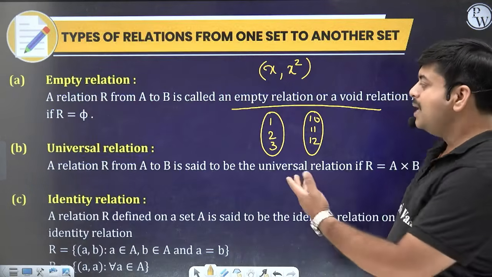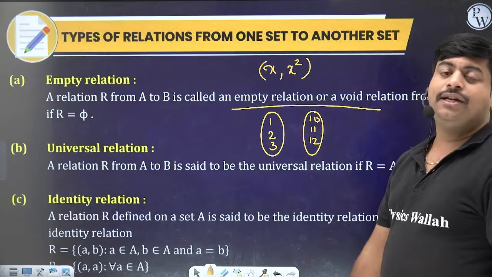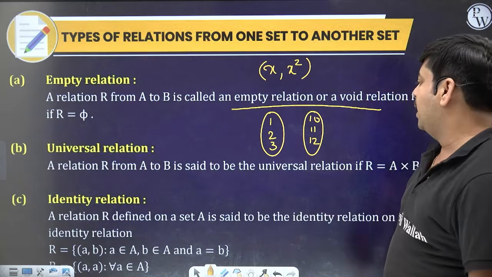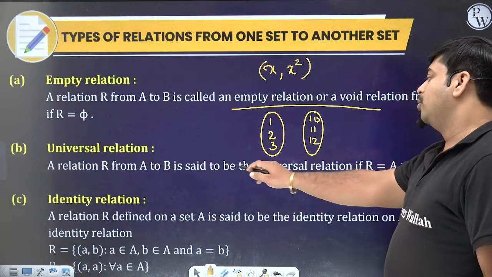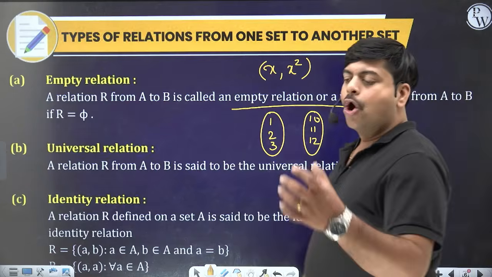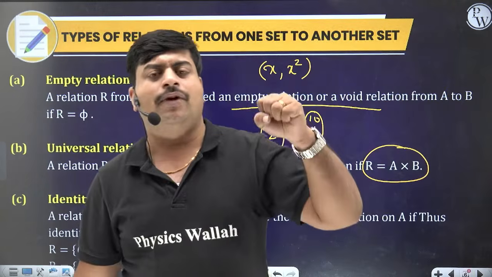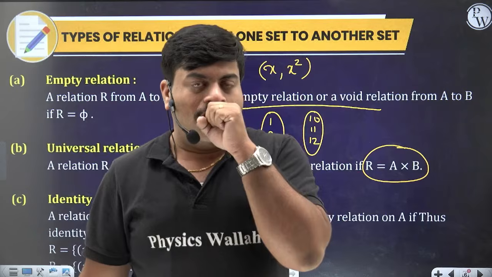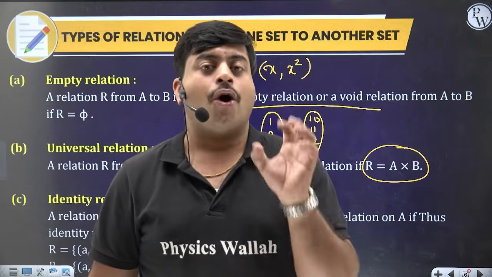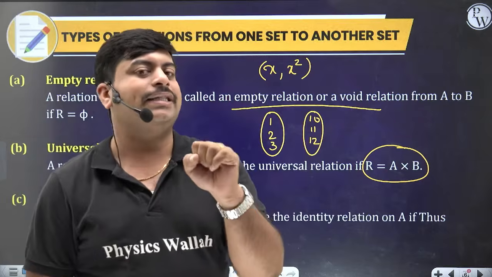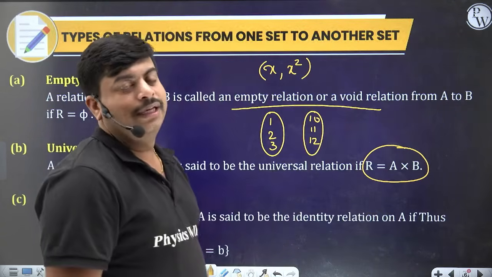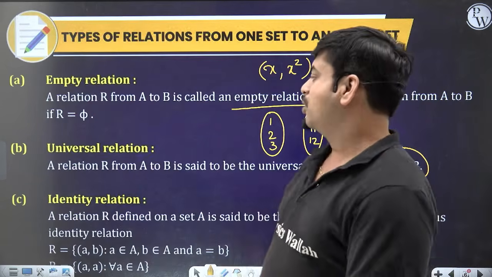Next, universal. Universal relation means that is the parent, the big one, the ultimate. A relation R from A to B is said to be the universal relation if R is equal to A cross B. That means all the elements of the Cartesian product should exist in the relation. Then the relation is called a universal relation.